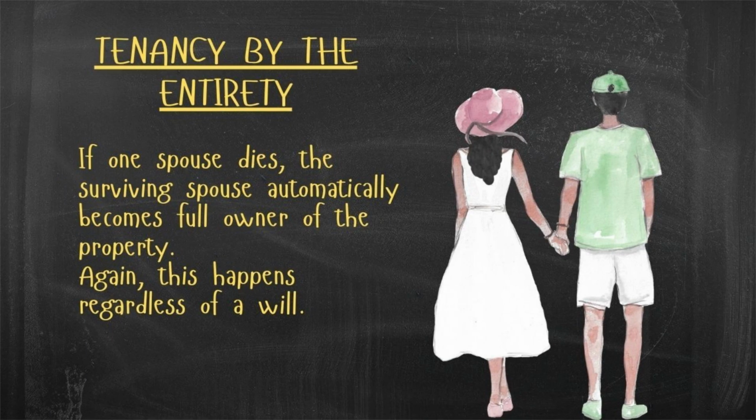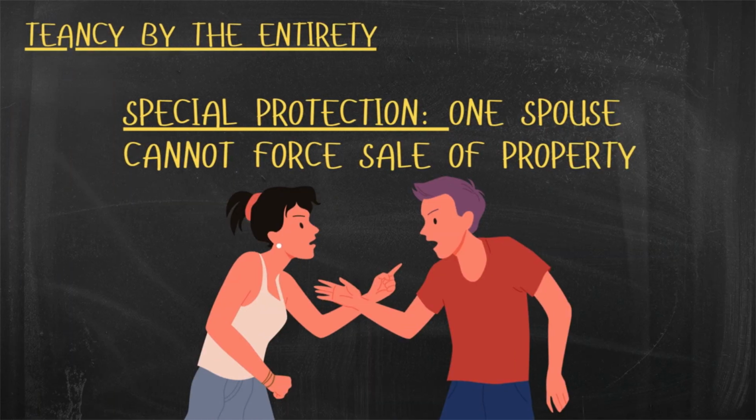Meaning if one spouse dies, the surviving spouse automatically becomes full owner of the property, again, regardless of a will. Tenancy by the entirety offers a special protection feature, which is found in New York law, but can vary from state to state. One spouse generally cannot force the sale of the property without the other spouse's consent. Also, creditors of only one spouse usually cannot force the sale of the home. This offers strong protection for married couples.